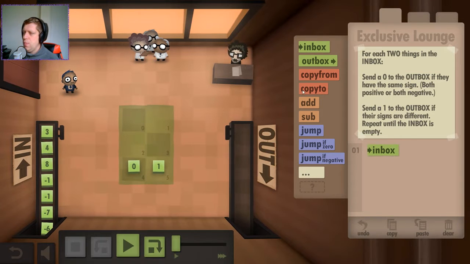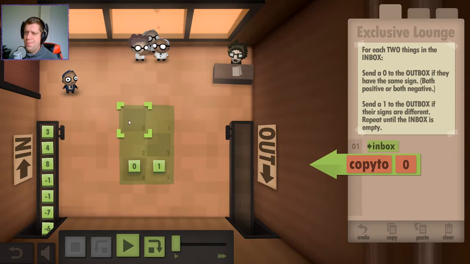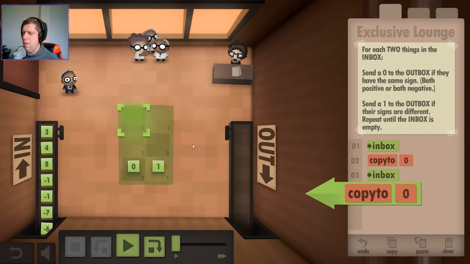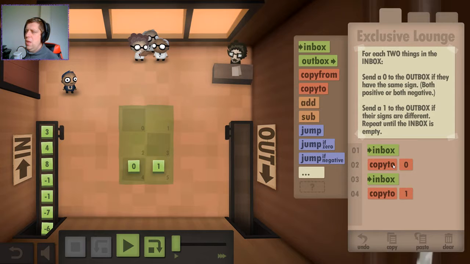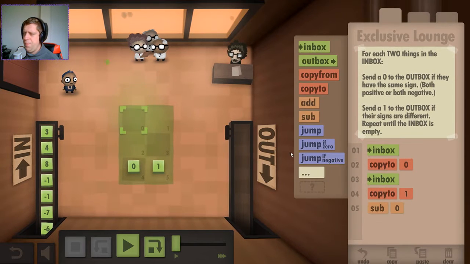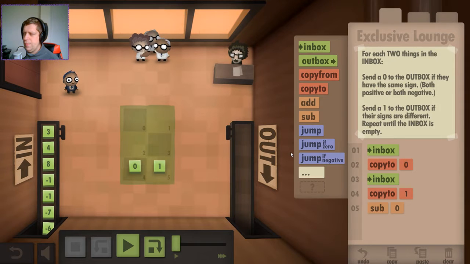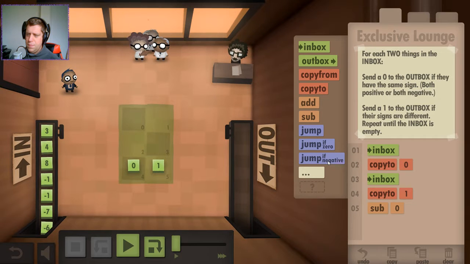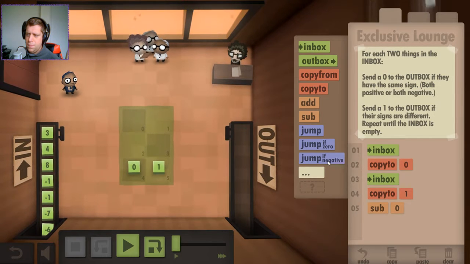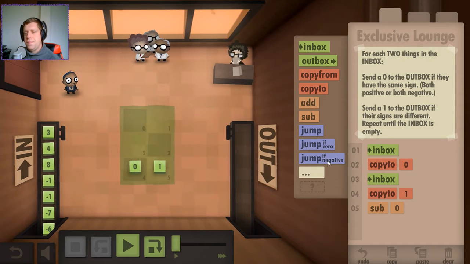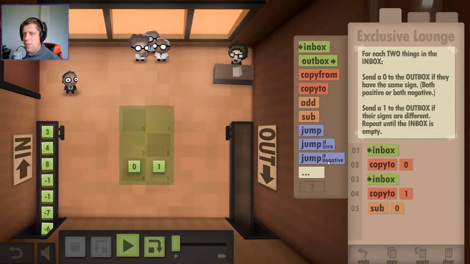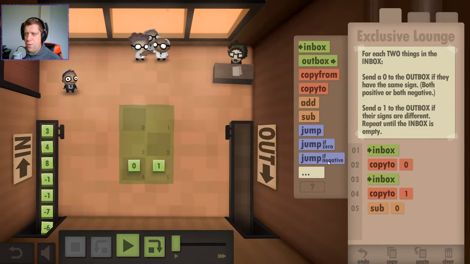So, we need to, first of all, copy from the inbox twice. Copy to 0, copy to 1. So then we're going to subtract 1 from 0. Okay. So let's say we've got 5. Let's think. We've got 5 minus 6. Positive 5 minus positive 6 is minus 1.